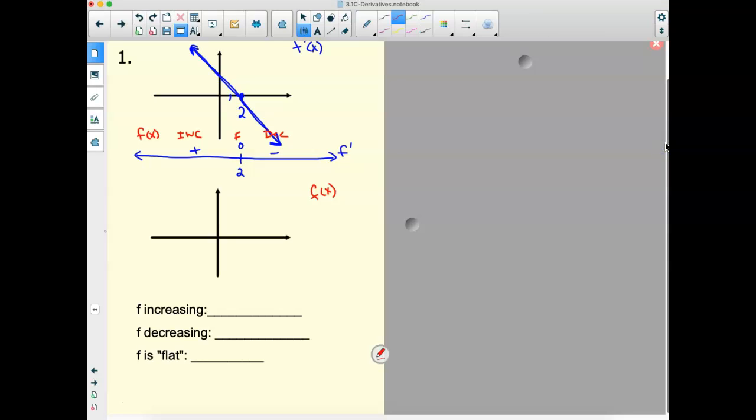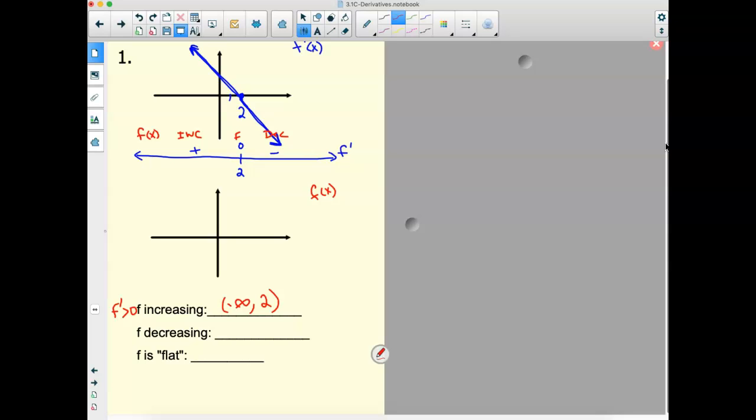When is f increasing via the graph of f prime? Well, it's increasing from negative infinity all the way up to 2. And how do I know that? My justification is f prime is greater than 0. That is the justification the AP board would be looking for.